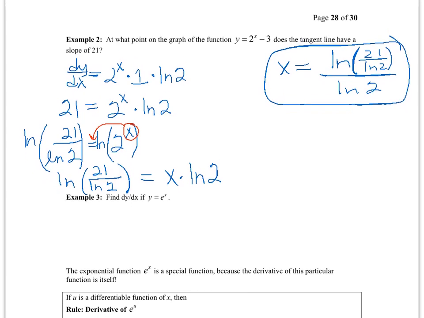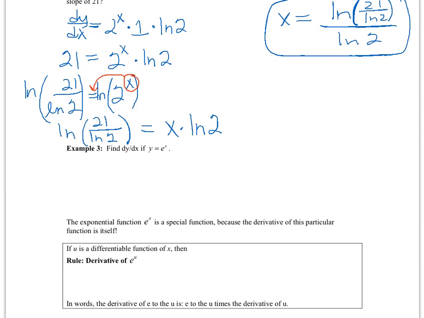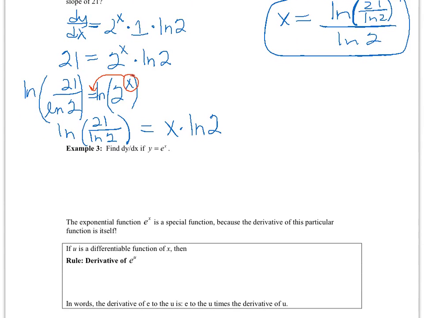Example 3 is asking you to find the derivative of y equals e to the x. So again, e is a number. This is a natural base e. And we're going to follow the derivative rule because it's a constant being raised to a variable. So dy dx equals the original problem, e to the x, times the derivative of the exponent, which is 1, times the natural log of the base.